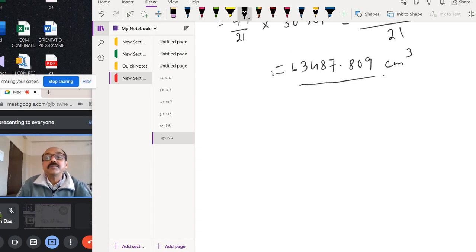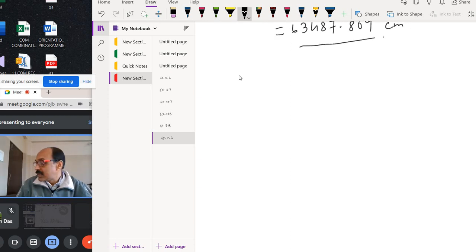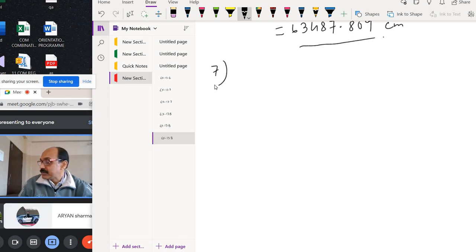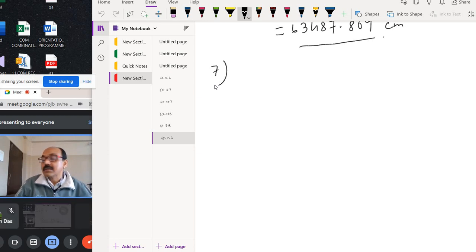Now question number 7. Find the volume of a sphere whose surface area is 154 centimeters square. So it is the given question.